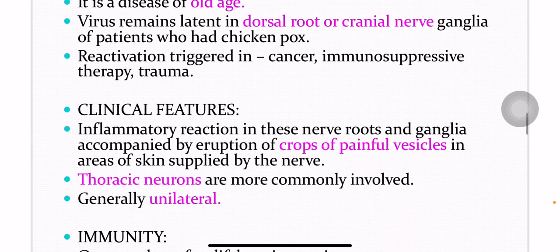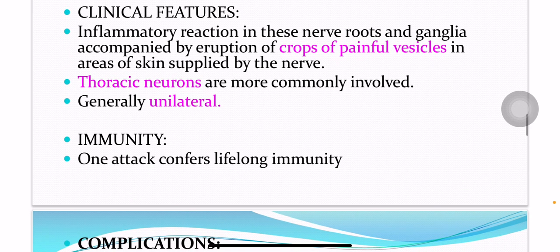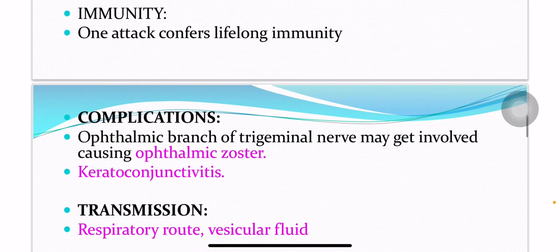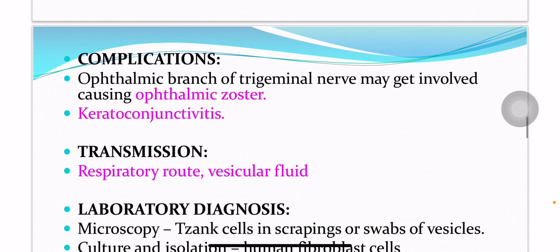Clinical features of herpes zoster: inflammatory reaction in these nerve roots and ganglia accompanied by eruption of crops of painful vesicles in areas of skin supplied by the nerve. Thoracic nerves are more commonly involved, and generally it is unilateral in distribution. In immunity, one attack confers lifelong immunity. Complications of herpes zoster include ophthalmic zoster and keratoconjunctivitis.